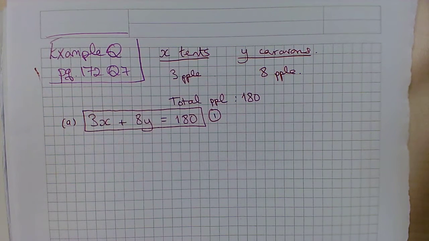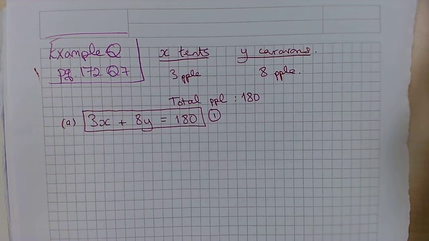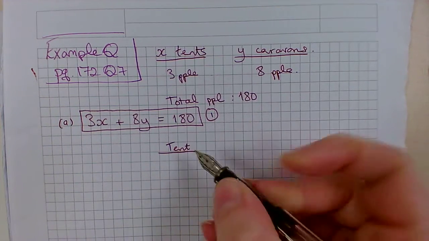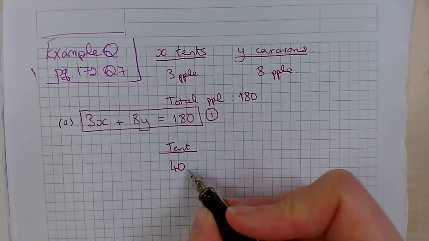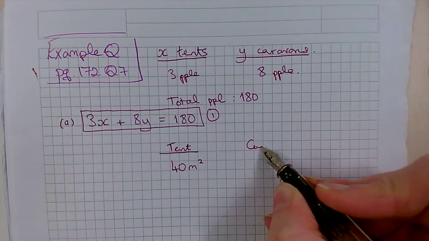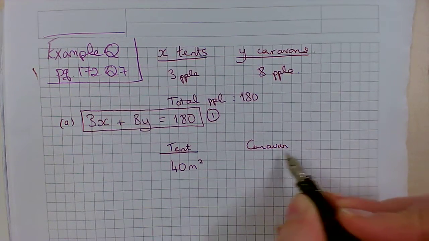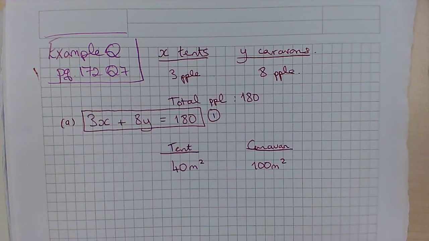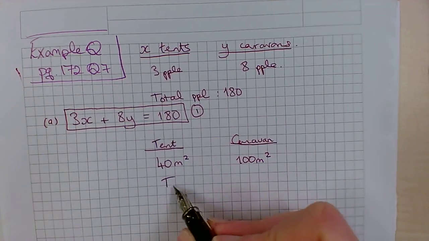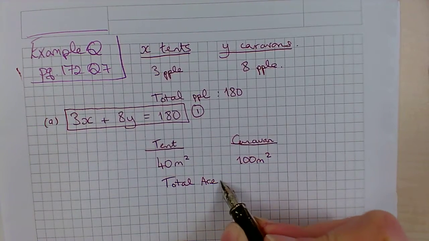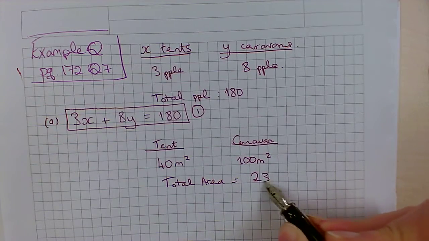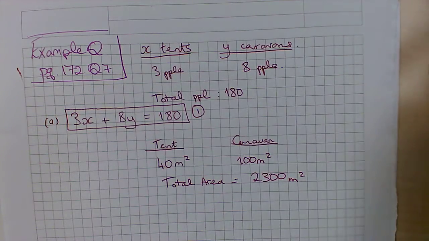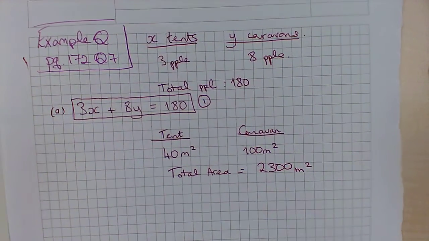So hopefully everybody's able to do that. The second piece of information then that we were given was that each tent requires an area of 40 meters squared, and each caravan requires an area of 100 meters squared. And the campsite has a total area of 2,300 meters squared. So now we need to write a second equation in X and Y using this.